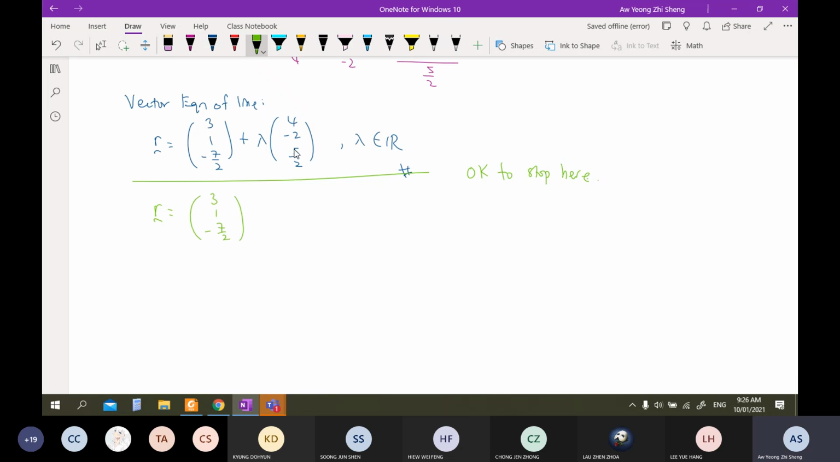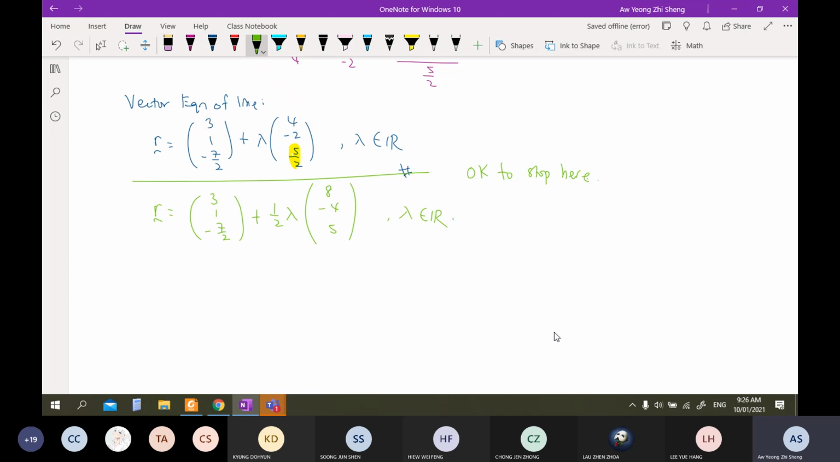So if you want to do the optional step of getting rid of especially this fraction from the direction vector, what you can do is factor out a half, so that you have half lambda times (8, -4, 5).